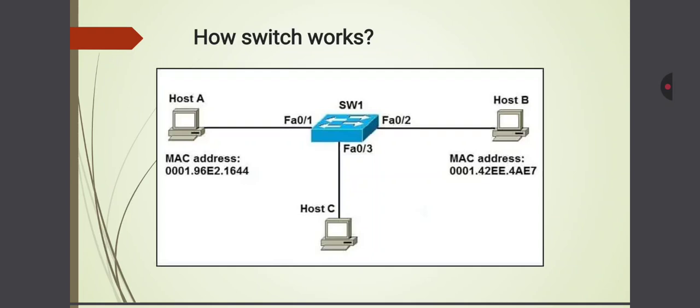So if the destination is known, it sends and receives the MAC address and makes the communication possible between the end devices. There is also a thing called aging time. Let me give you an example.